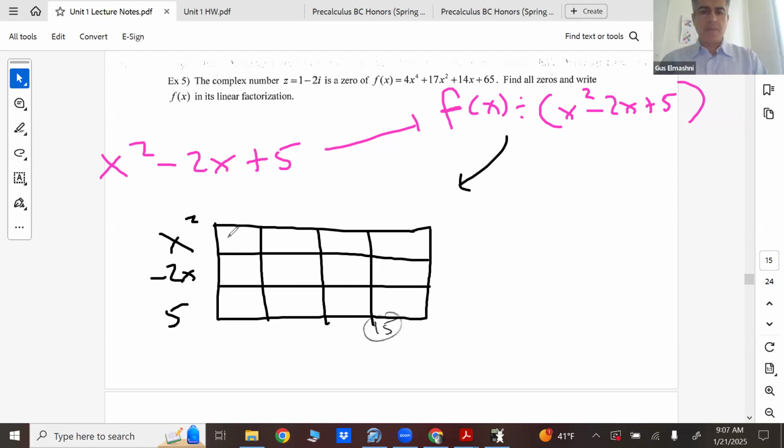And that's 4x^4. Now, what do you multiply to x squared to get the 4x^4? Okay, that's negative 8x cubed. And that's 20x squared. Okay, do we have an x cubed in f of x? So what do you need to balance it out? Good, you guys are getting the box method. I love it. So it has to be 8x.